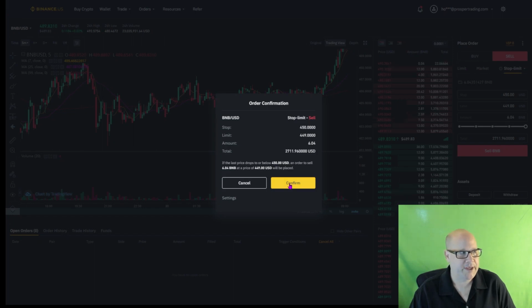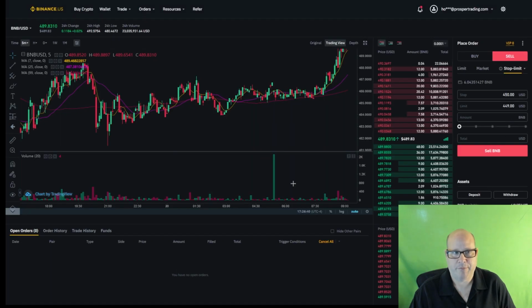It tells me again that it will only do this if it drops down to $450. I hit confirm. And what we can see is I have a stop loss limit order in on BNB, Binance Coin. And I'm going to sell all 6.04. If it does drop to $450, it's going to trigger, and it's going to sell at $449 or above.